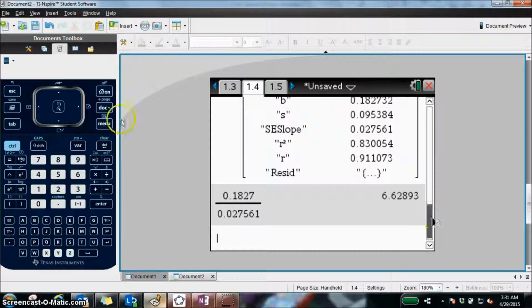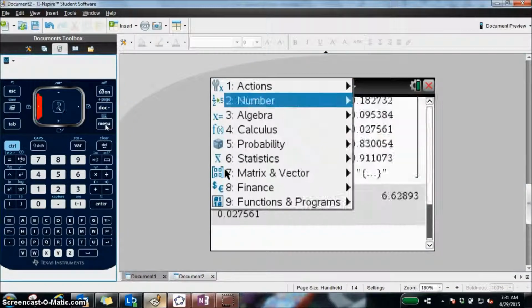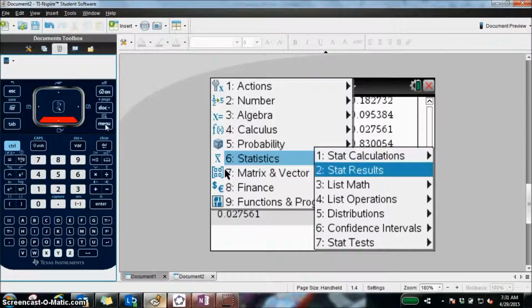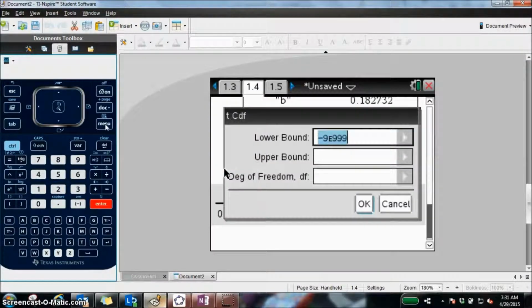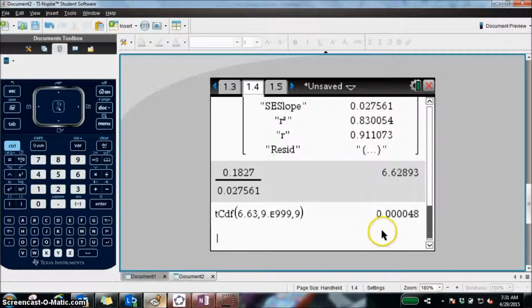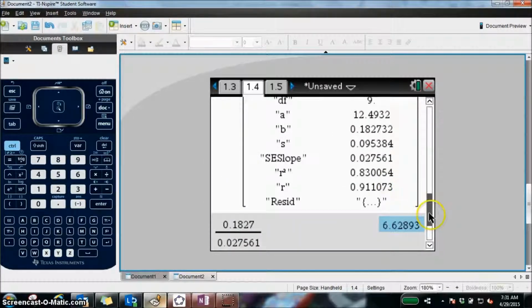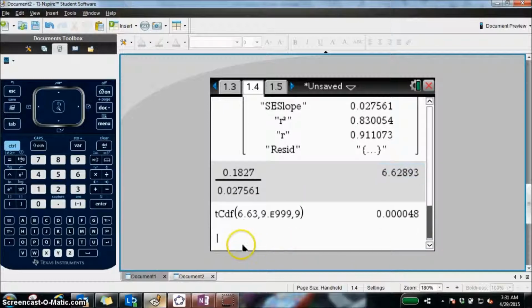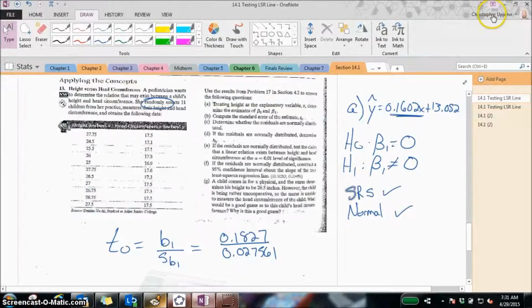And if we want to find our p-value the long way: statistics, distribution, and a TCDF. Our lower bound is our t-statistic because it's positive, then upper bound 999, and degrees of freedom 9. We had 11 minus 2. We got a little bit different than what we had, because it gets multiplied by 2. So we have our p-value, and we can write our conclusion.